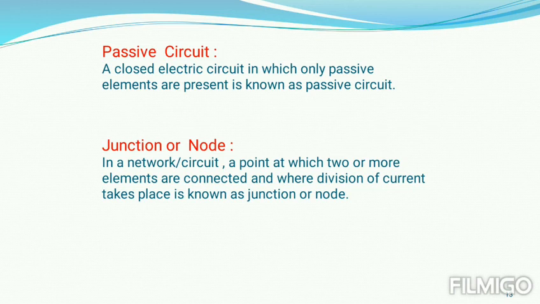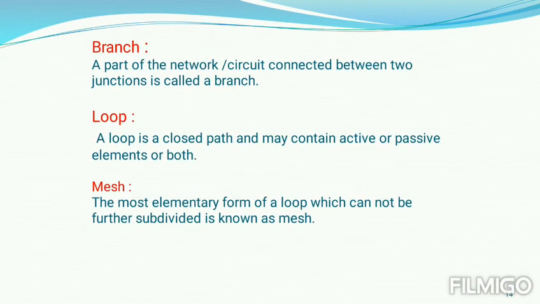And let us now have some definitions related to the electric network. First, junction or node. It is a point of an electric network where two or more elements are connected and the division of current takes place. Branch: it is that part of an electric network connected between two junctions. Loop is a closed path and may contain active or passive elements or both. Mesh is the most elementary form of a loop which cannot be further subdivided. So it is also a loop, but it is the elementary, fundamental form of a loop which cannot be further subdivided.